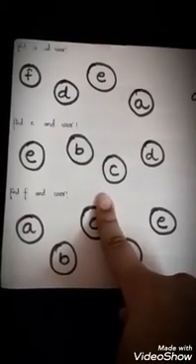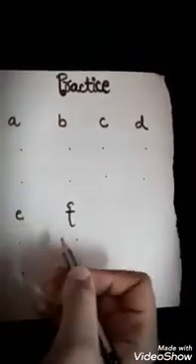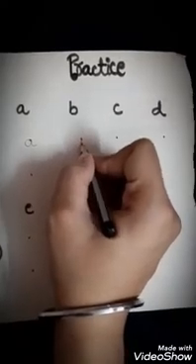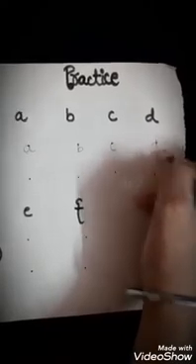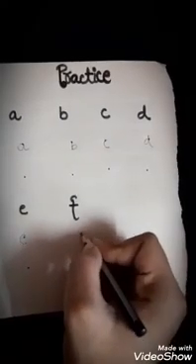Now we move to the next question, that is practice. What we need to do is practice the letters we have learned till date. So A, B, C, D, E and F we have learned. Now we need to practice them. We need to write them on our own. A, B for ball, C for cat, D for dog, E for elephant, F for fish and flower. Okay, we did it.